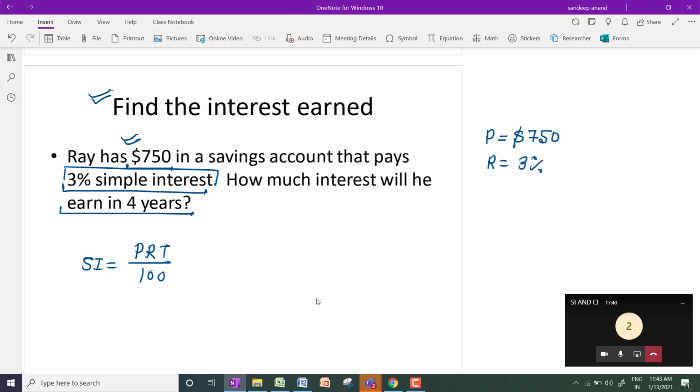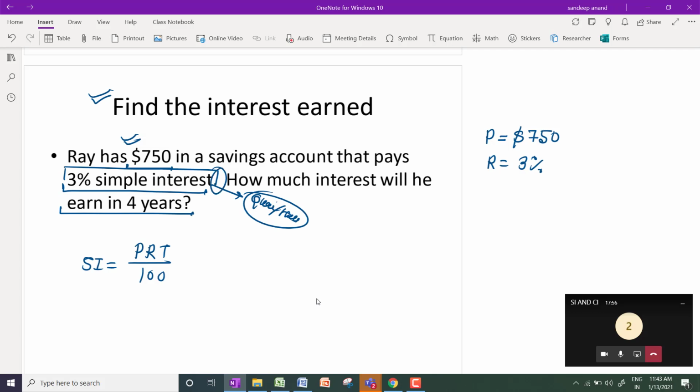If the interest rate is not specifically mentioned as quarterly or half yearly, and there is nothing written over here saying it is quarterly or half yearly, it means you treat it as a yearly rate.